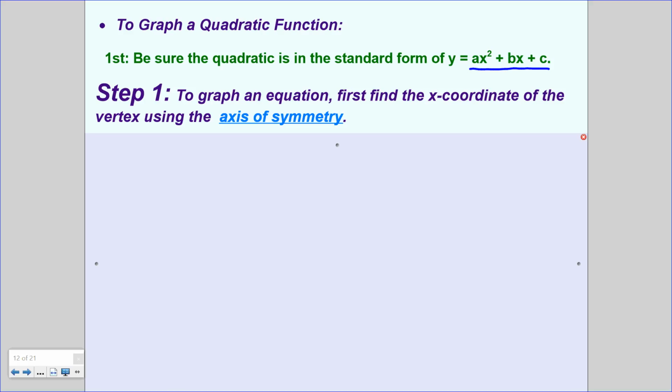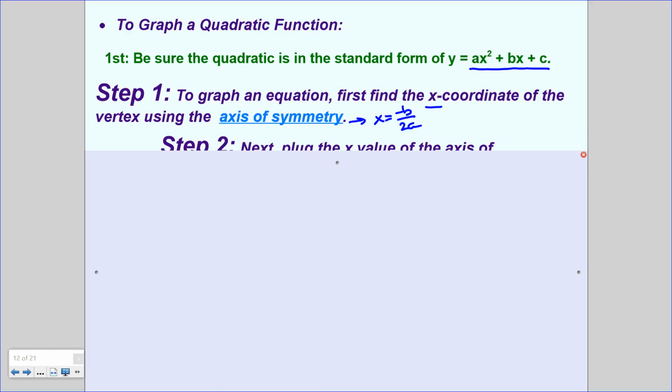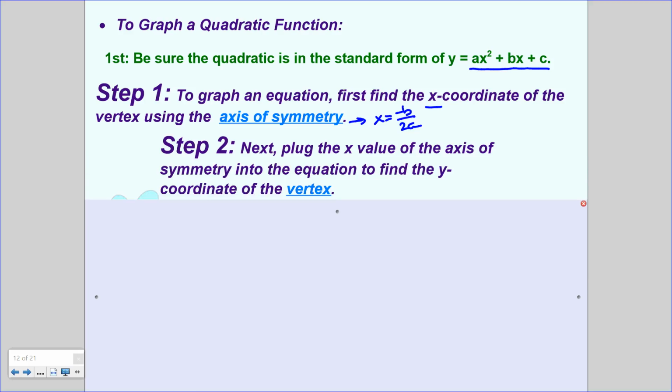But step 1 is to graph an equation. First, find the x-coordinate of the vertex using the axis of symmetry. So this is what we just saw. The formula for this will be x equals negative b over 2a. This helps us find the axis of symmetry that we could quickly sketch, and also tells us the x-coordinate of the vertex.